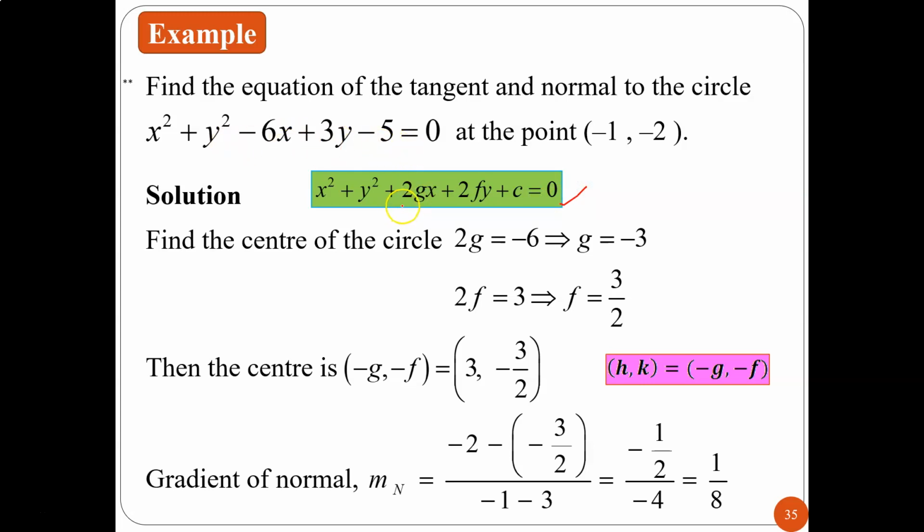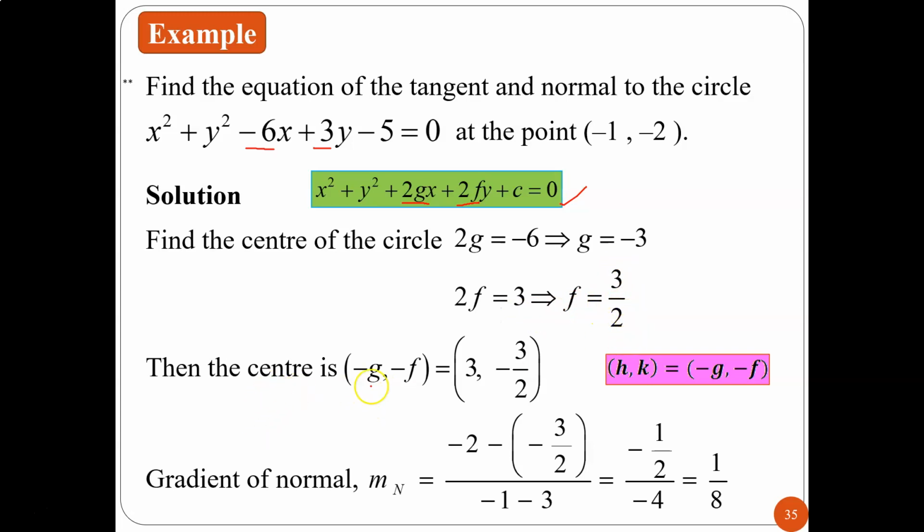So of course, first of all, you see you have 2G over here. So you have -6 over here. So 2G equal to -6. So you're going to obtain G equal to -3. And another one is here. You have 2F equal to 3. 2F equal to 3 then F equal to 3 over 2.